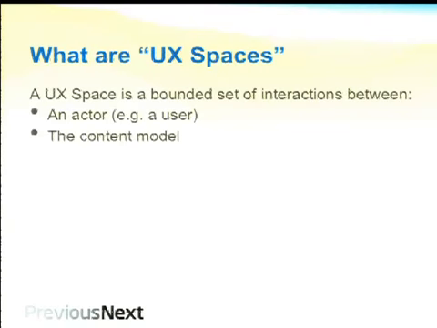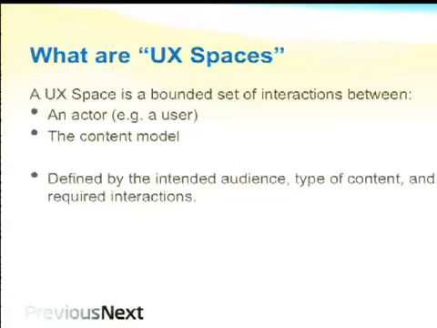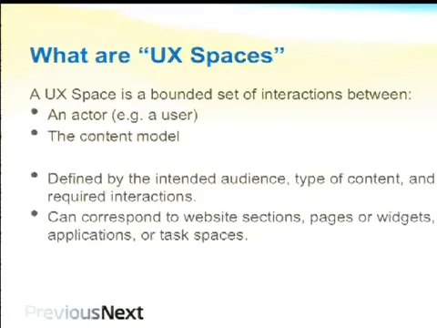In a really theoretical sense, a UX space is a set of bounded interactions between an actor or a user and the content model. We define a UX space by the intended audience, the type of content, and the interactions that are required. And then we can make this match up with website sections, pages, widgets, applications, or task spaces. So we can actually define what a user wants to do or needs to do, or the things they need to work with in a particular space, and then build that.